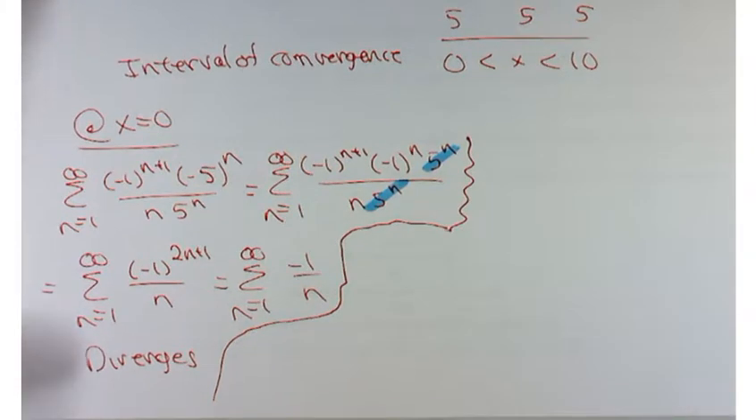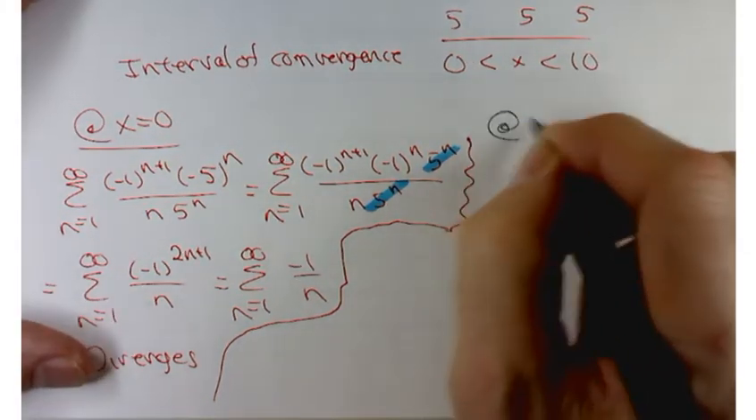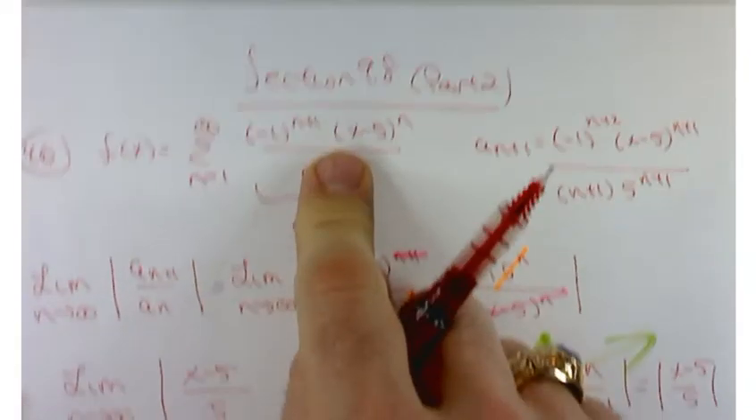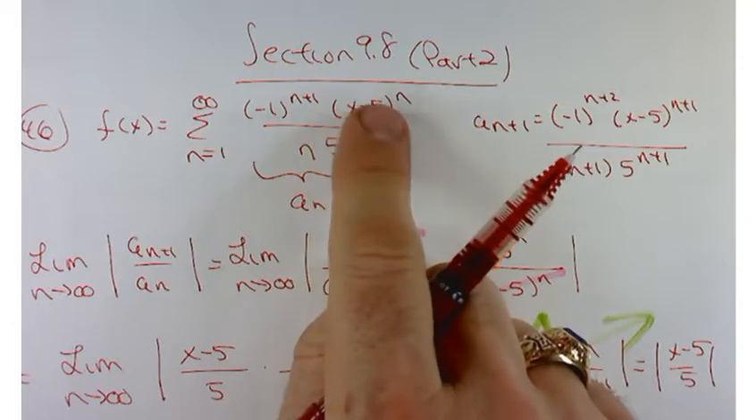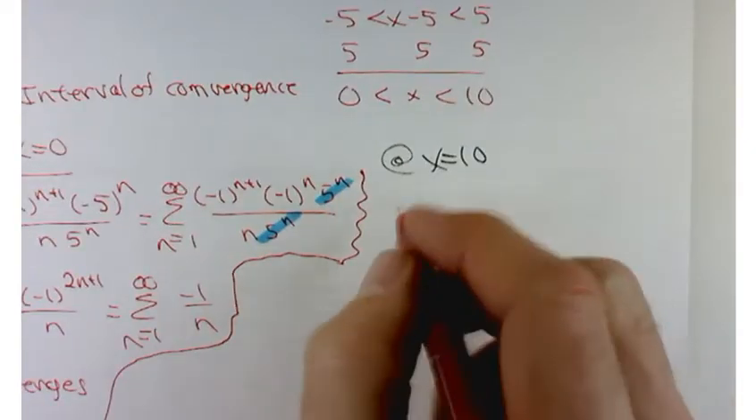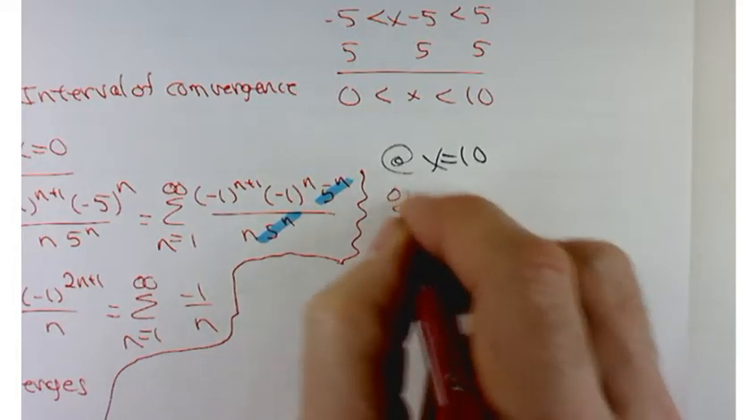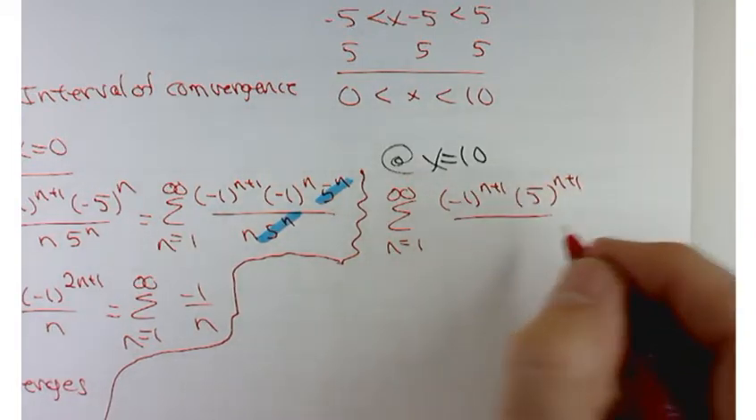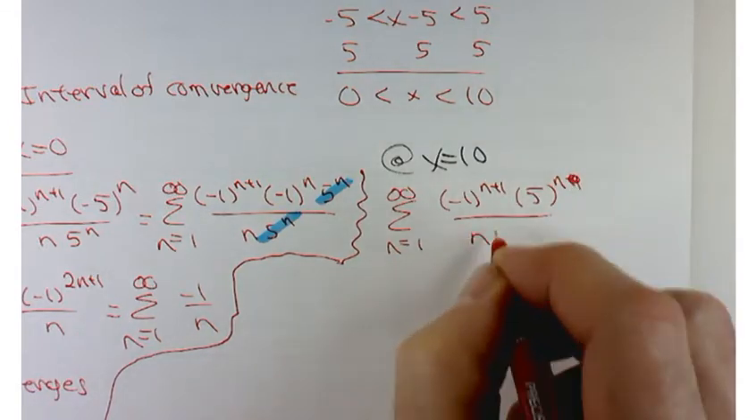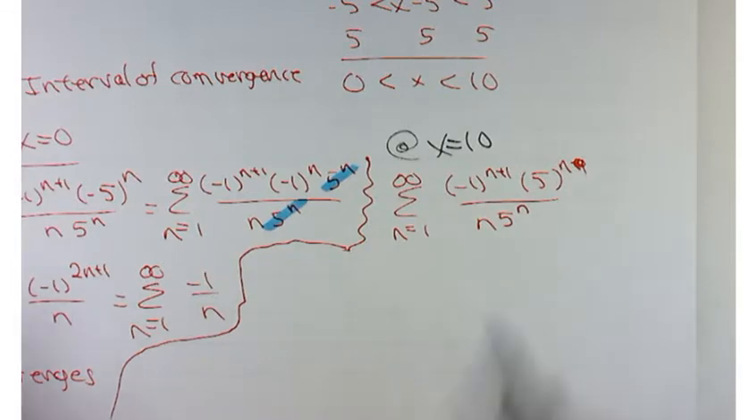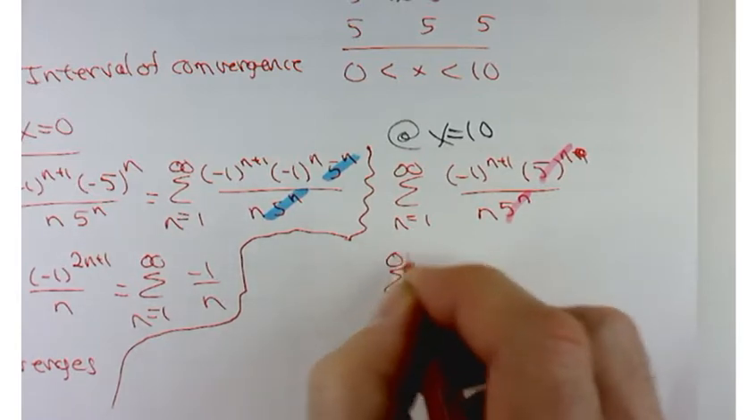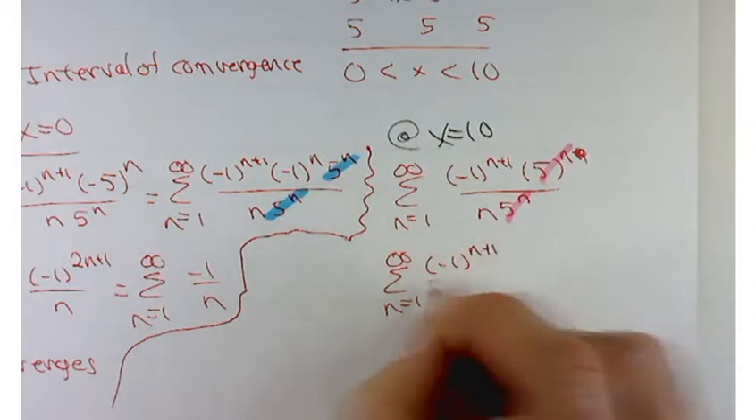All right, let's take a look at what happens at the other endpoint, at x equal 10. So at x equal 10, I think our simplification is going to be a little bit easier. Putting in x equal 10 here, 10 minus 5 is going to be 5. So we'll end up with the sum from n equals 1 to infinity of negative 1 to the n plus 1 times 5 to the n over n times 5 to the n. These terms cancel each other out. So that's pretty nice. You're just left with the sum from n equals 1 to infinity of negative 1 to the n plus 1 over n.